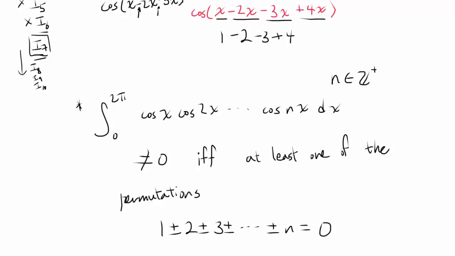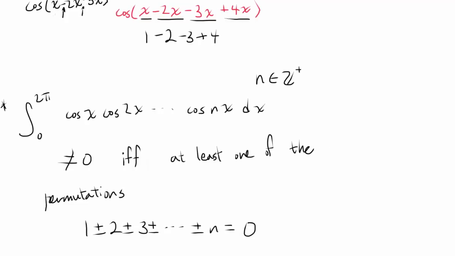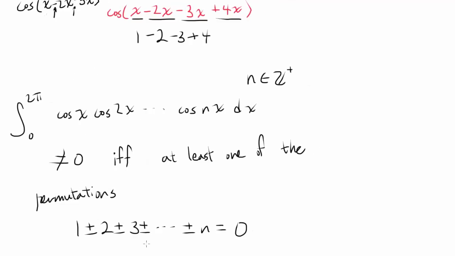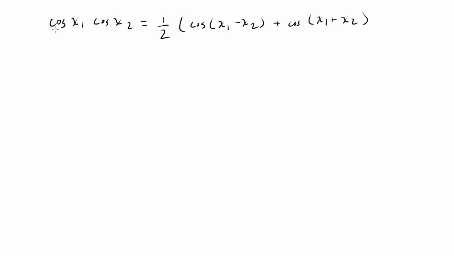And if you want to make this more formal, actually let me write something down just to make sure we understand this statement inside out. So let's consider cosine of x sub 1 times cosine of x sub 2. Using product to sum, we already know that this evaluates to 1/2 times cosine of x sub 1 minus x sub 2 plus cosine of x sub 1 plus x sub 2. So now let's try to evaluate cosine of x sub 1 times cosine of x sub 2 times cosine of x sub 3.